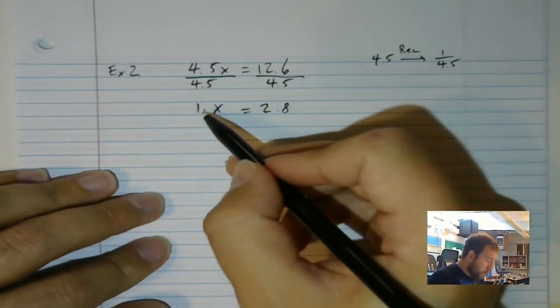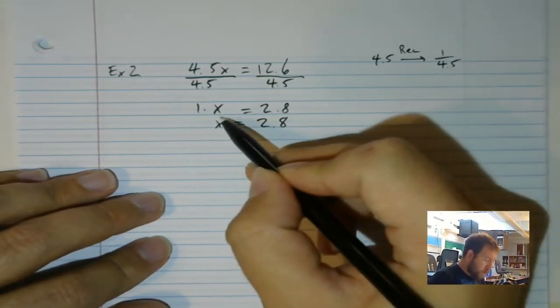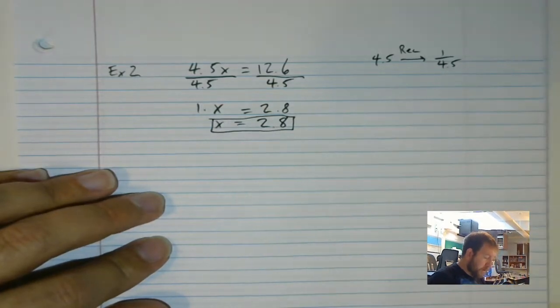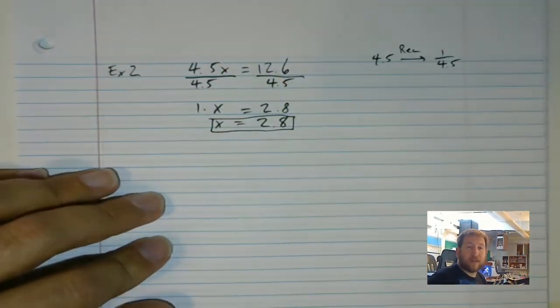Now I'm going to simplify it one more step. Leave my x all by itself. I have x equals 2.8. Nice. Easy. I just have to remember that I'm dividing by whatever is on the side with the x, and that's the one that I'm getting alone. Okay, let's do one more quick example.